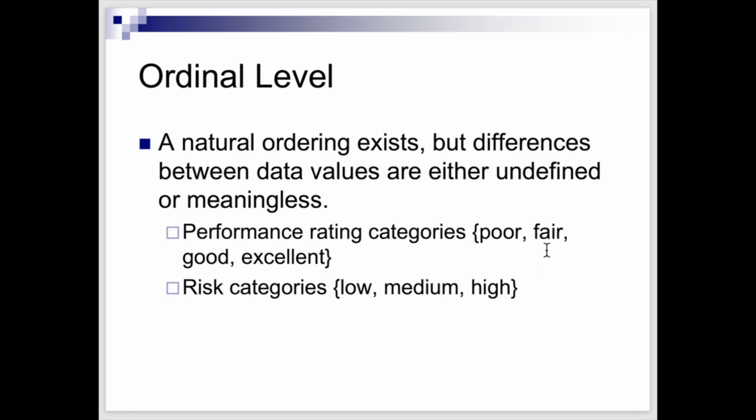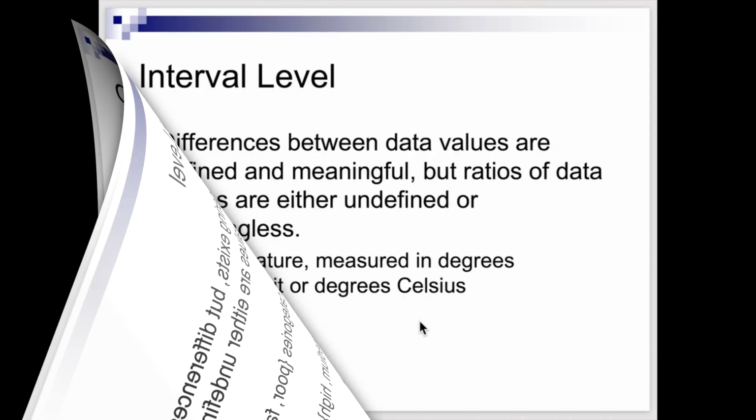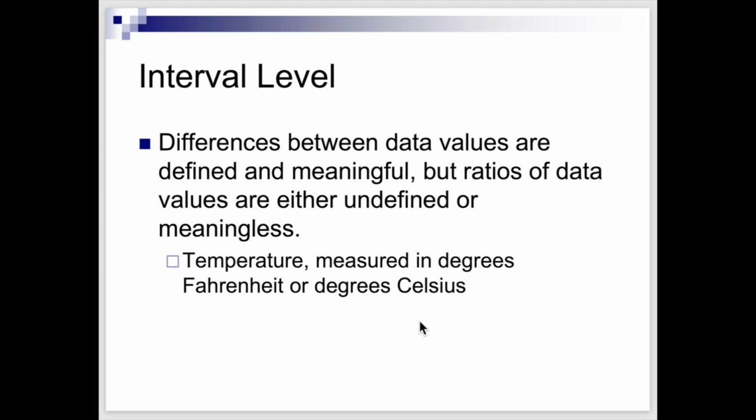So, for example, what is fair minus poor? Well, we haven't defined that. It's not really defined. How about good minus fair or good minus poor? Is excellent minus good the same as fair minus poor? Well, those really are meaningless questions because the differences between these are really undefined. We could also look at risk categories, low, medium, and high. Again, there's a natural ordering here, but differences between these three levels or between these three values are undefined or meaningless. The next higher level of data would be interval data.